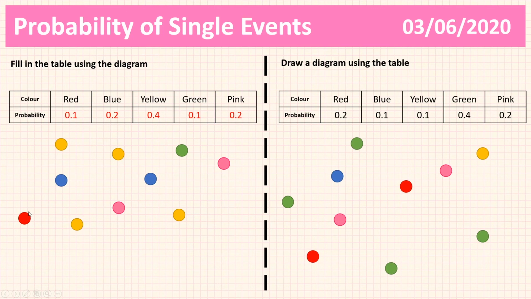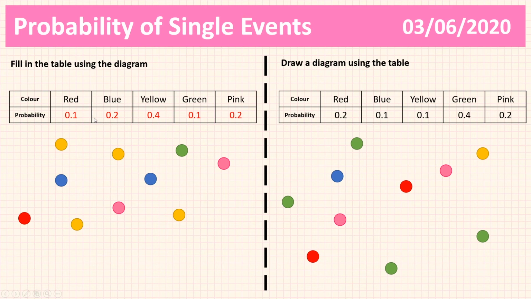For the left-hand diagram, there is one red counter out of 10 counters total, which means there is a 1/10 probability of getting a red if I was going to pick from these counters. So as a decimal, that would be 0.1. Now let's have a look at the blue ones. There are 2 out of 10, which is 0.2. The yellow ones, there are 4 out of 10, which is 0.4. And the green ones, 1 out of 10, which is 0.1, like we said previously. And 2 out of 10, which is 0.2.